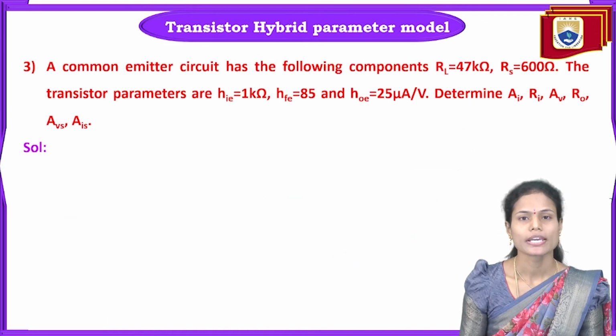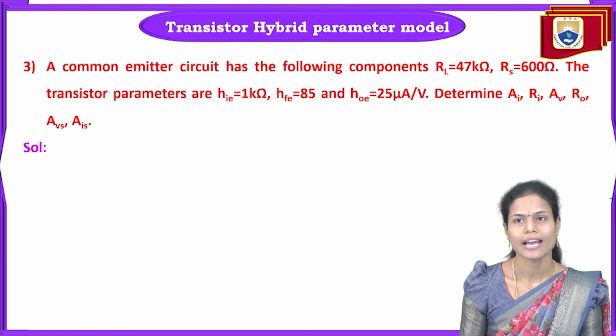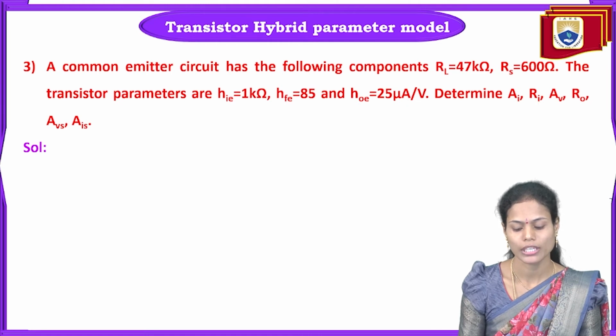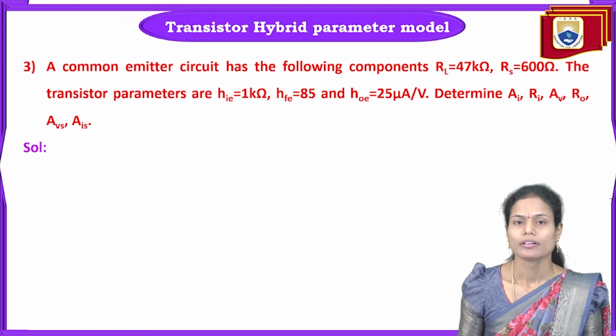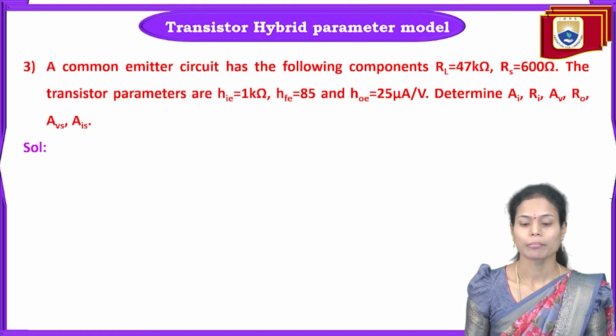So the next problem is: a common emitter circuit has the following components. Load resistance is 47 kilo ohms. Source resistance is 600 ohms. The transistor parameters are HIE equal to 1 kilo ohm, HFE is 85, and HOE is 25 microamps per volt. So determine all the transistor parameters or amplifier parameters here.